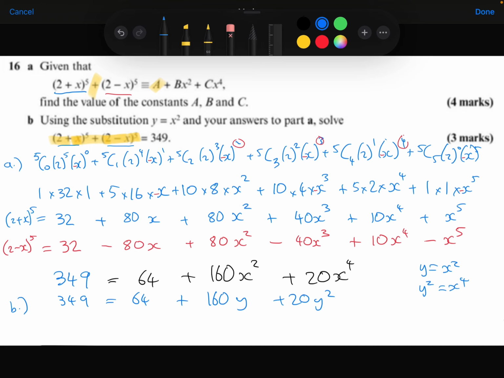And if I now rearrange that equation, I get 20y squared plus 160y minus 285. If I now solve that equation, I find that y is going to equal 9 over 4. Let me just double check that actually.